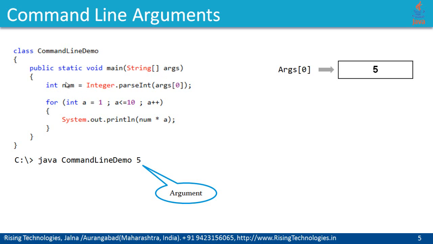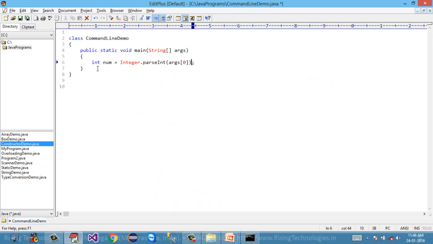Now, in order to print the table of this num variable, I need a for loop that executes exactly 10 times, and the counter variable of this for loop is going to be initialized to 1 and will reach up to 10. I am going to multiply this num with a and print that information on the console. Let's have a practical look at this.